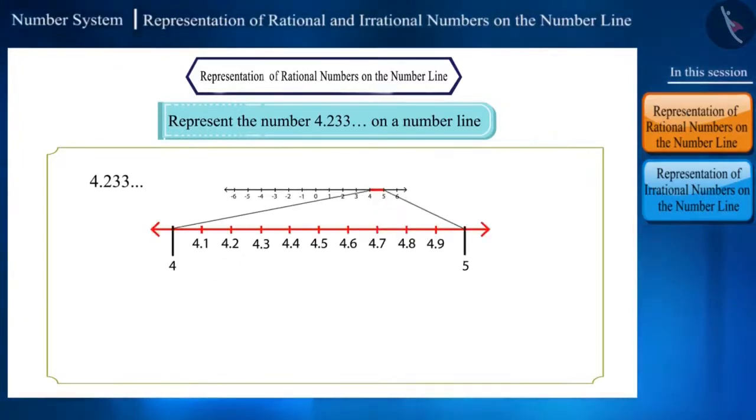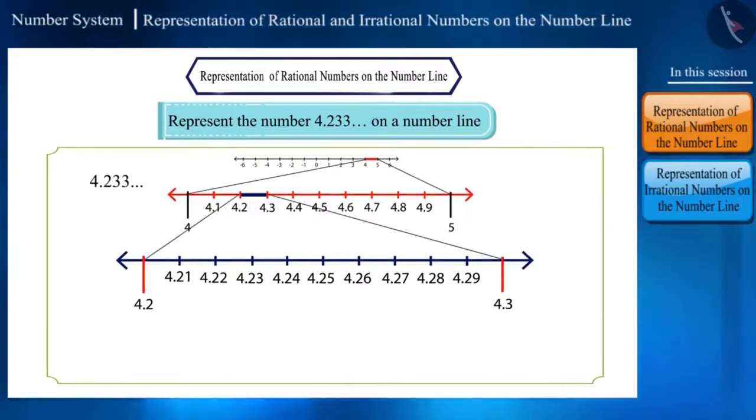Now this number would lie between the numbers 4.2 and 4.3. Friends, are we now able to locate this number accurately on the number line? We have just reached the first place after the decimal, and in this number, 3 is getting repeated. Let's further divide this length into 10 equal parts. Now we can say that the given number will lie between the numbers 4.23 and 4.24.